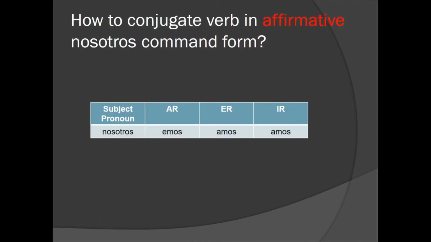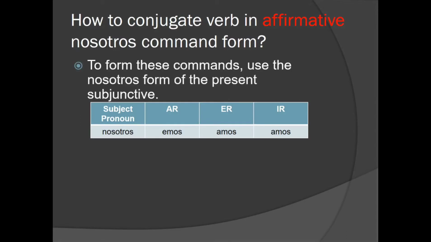Now, for us to be able to translate a command in Español, let's take a look at how the verb can be conjugated for affirmative command. So for these verbs, we are using -emos for AR, -amos for ER and IR. So this is actually the same as the nosotros form of the present subjunctive. Now let's take a look at some examples of doing a command in Español.